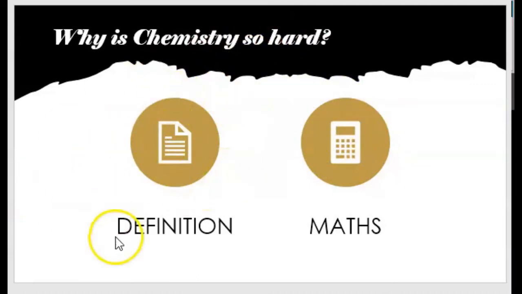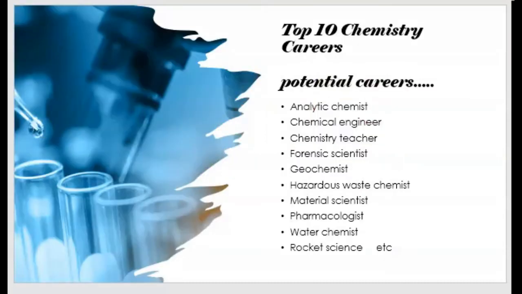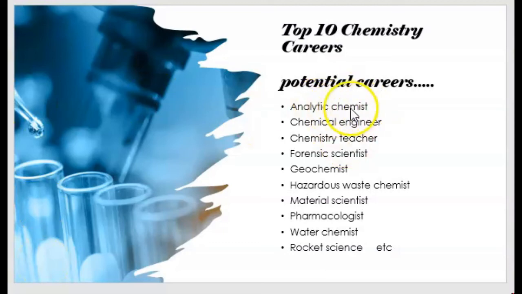Now I am going to tell you some of the top 10 chemistry careers, the potential careers in industry. The first one is analytic chemist. What do you mean by analytic chemist? As the name implies, there is an analyst. Whether it is water analysis or food analysis, whatever it is, a chemist is necessary. So analytic chemist is the first one. Then chemical engineer, those people who can transform one material into another.